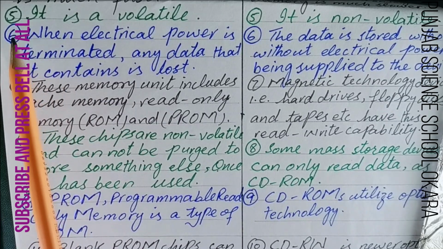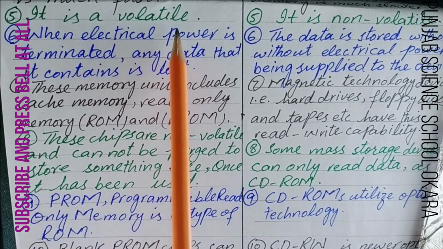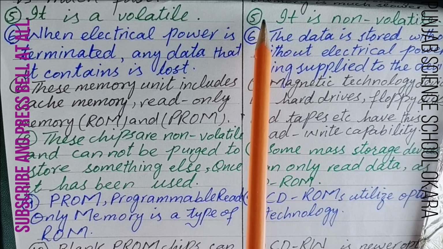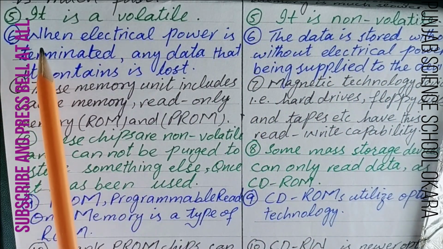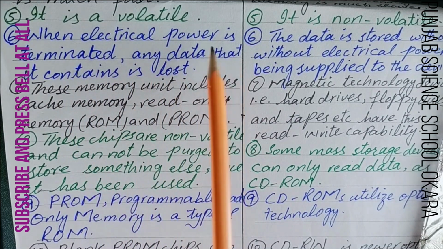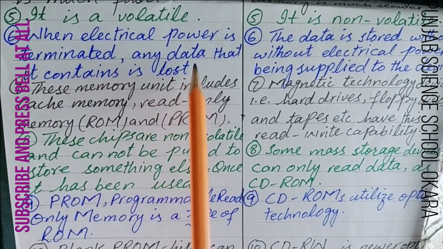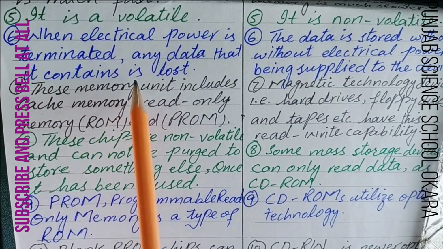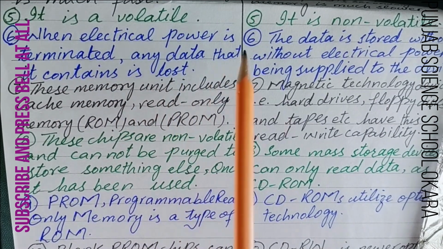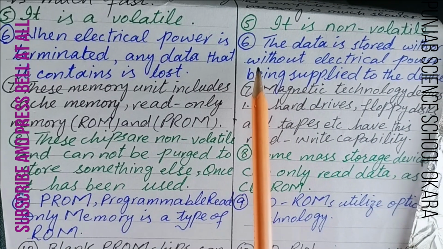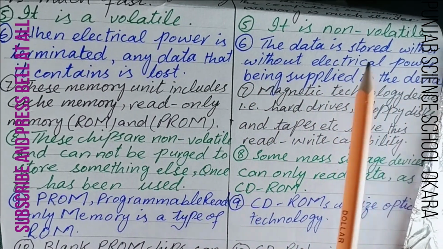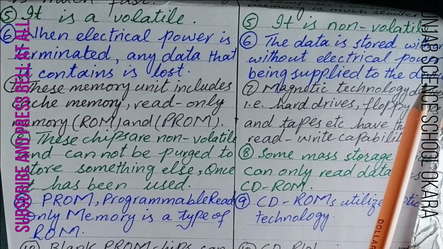Primary memory. Number 5, it is volatile. Secondary memory, it is non-volatile. Primary memory. Number 6, when electrical power is terminated, any data that it contains is lost. Secondary memory, the data is stored with or without electrical power being supplied to the device.